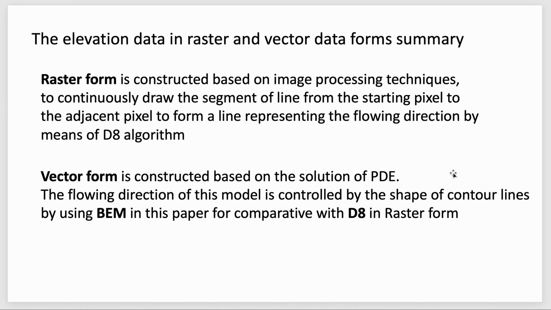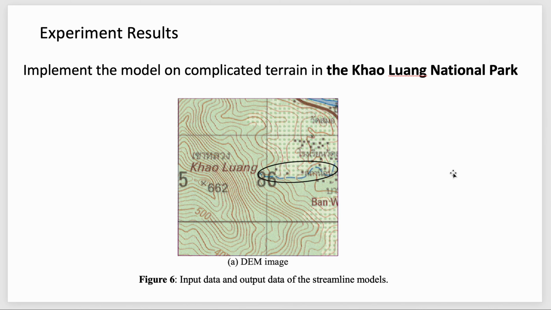Okay, we can summarize the equation data for the raster form and vector form. The raster form is constructed from image processing techniques. In contrast, the vector form is constructed based on the solution of PDE by using BEM, and they compare it with the D8 in raster form.